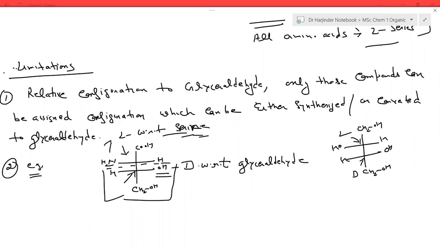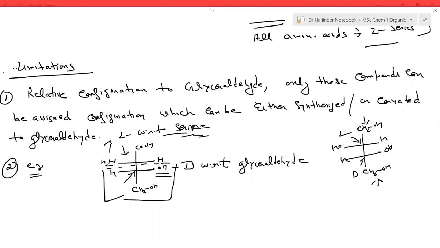The lower most, okay, lower most is D, but the molecule is the same. Yes sir, it is both L and D. So this molecule is L with respect to the upper carbon and D with respect to the lower carbon. So these are some situations where this D and L configuration is not applicable. So we can say this system is not universal.